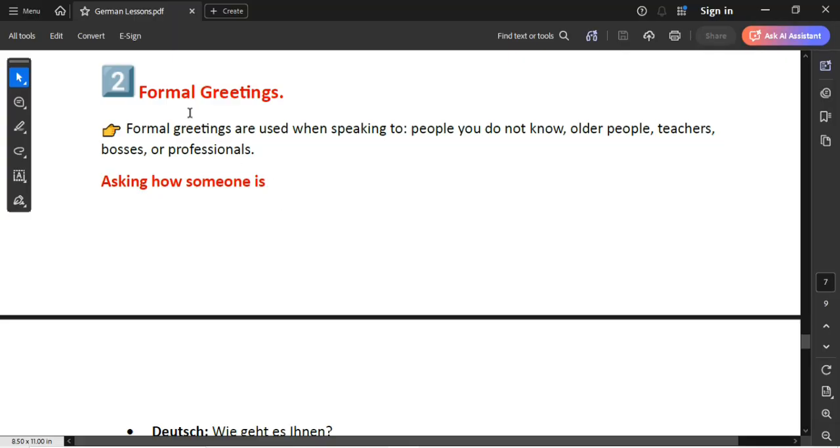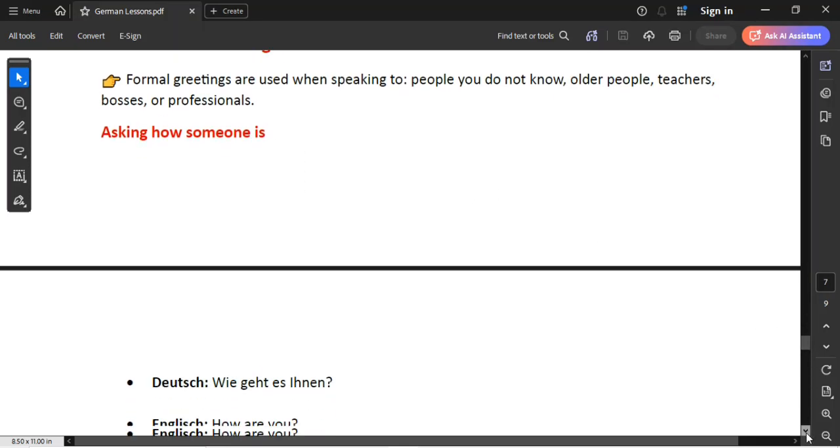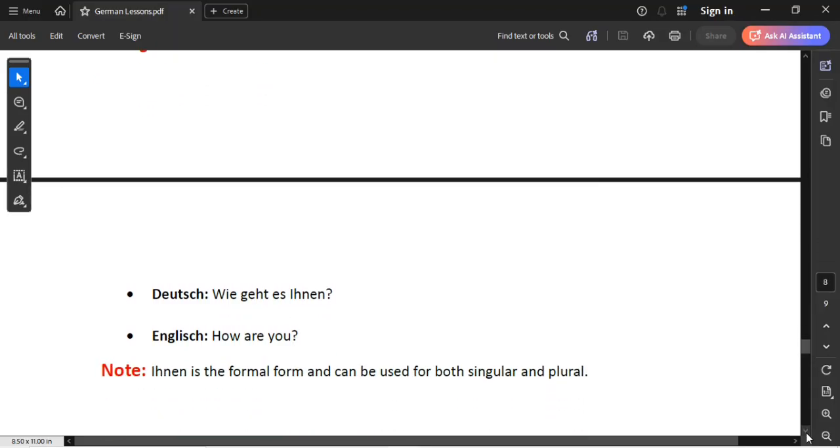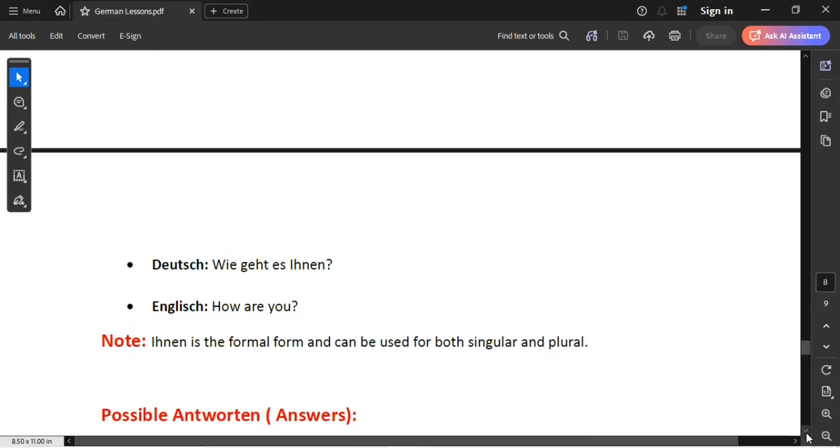Second, we are going to look at formal greetings. Formal greetings are used when speaking to people you do not know, older people, teachers, bosses, or professionals. How do we ask somebody how he or she is in Deutsch? We say "Wie geht es Ihnen?" That means how are you? Ihnen is the formal form and can be used both singular and plural.